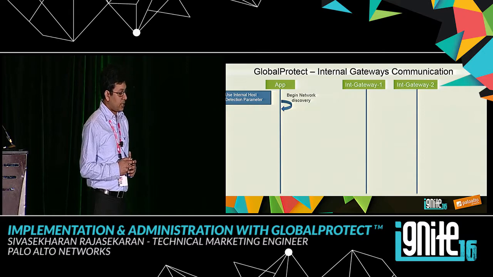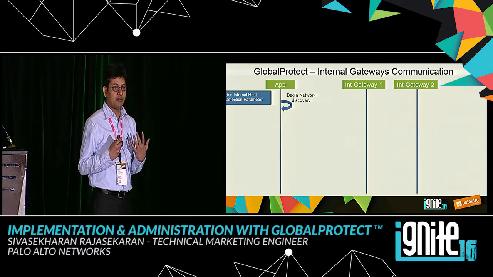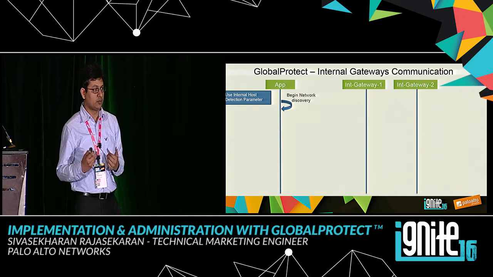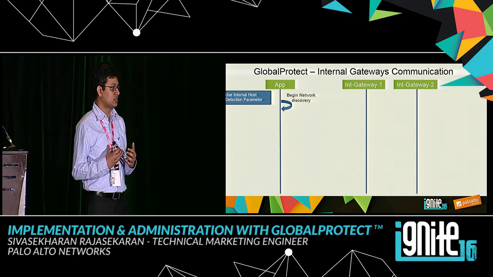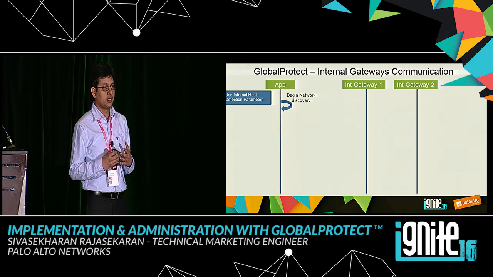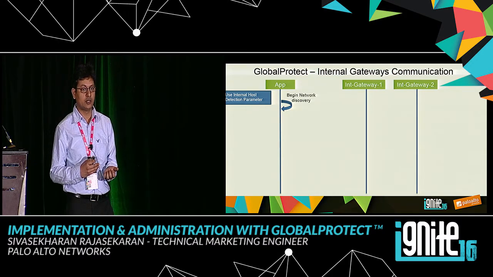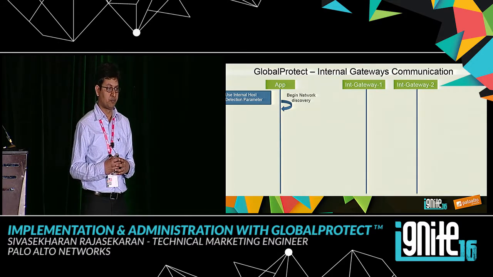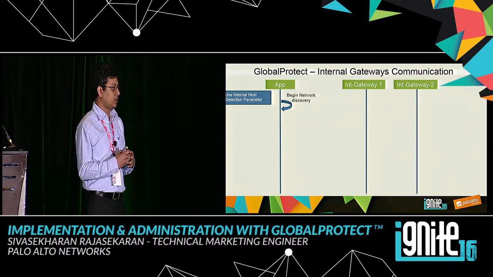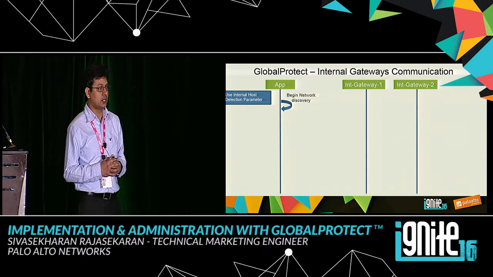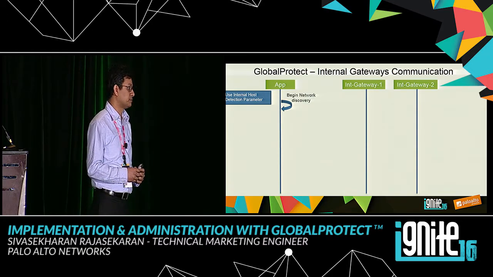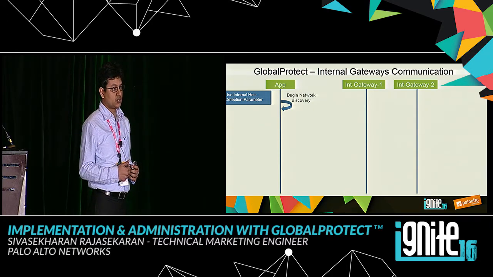The app begins by doing a network discovery. So the app has already got the client config from the portal, and then the app would now begin to do something called a network discovery. Network discovery allows the app to identify whether the endpoint is in an internal network or an outside network. And to do that, it would make use of the internal host detection parameter that it had obtained from the portal config. We do a reverse DNS lookup to see if we can resolve the internal host.